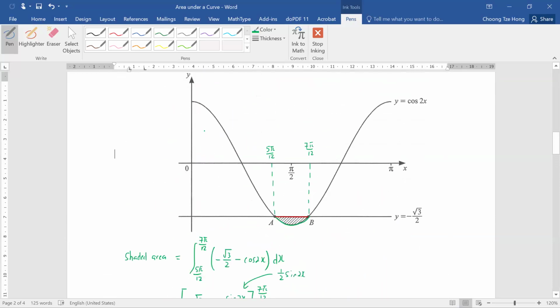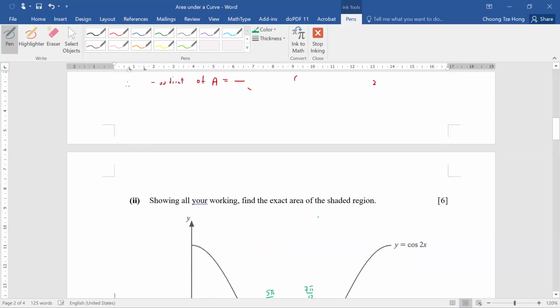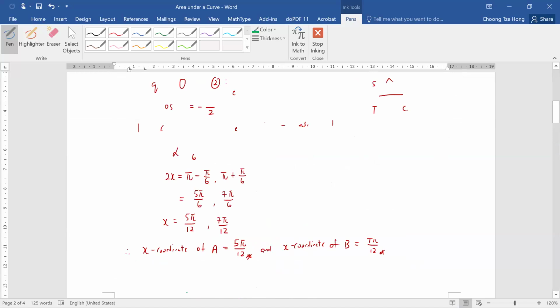So just a recap. To find the shaded area bounded by the line on top and the curve below, you use the equation of the line minus the equation of the curve. Why line minus curve? Because the line is on top of the curve. If the curve is on top of the line, then it will be curve minus line. So the one that is on top minus the one that is below. This is how you solve questions like this regarding the area under the curve.